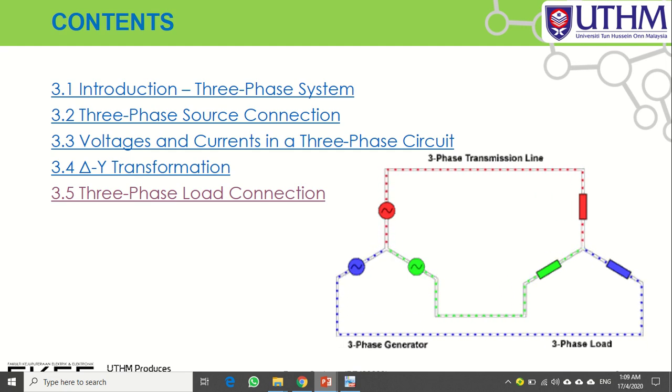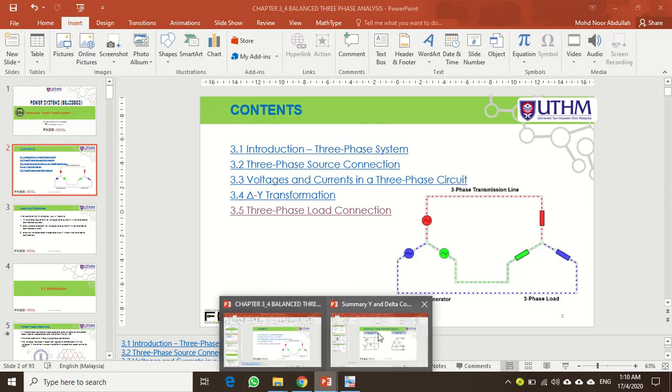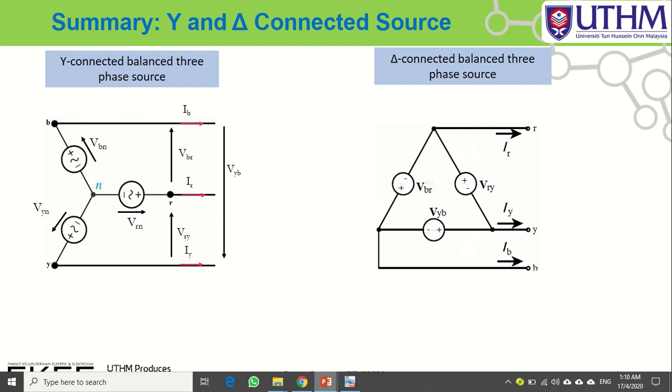Before we continue our discussion in detail on how to analyze three-phase connection, we try to summarize what we have discussed before, especially subtopics 3.2 and 3.3. Before we discuss in detail the analysis of three-phase system, you have to understand what is Y connected system and what is delta connected system. Number two, you have to understand the relationship between phase voltage and line voltage in Y connected system, as well as line current and phase current in delta connected system.